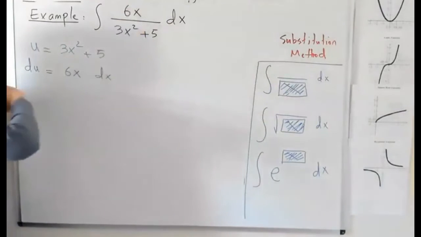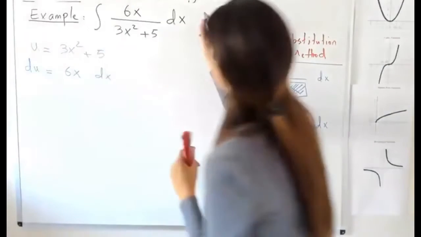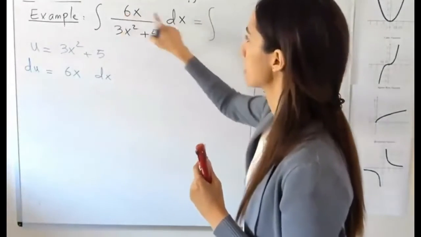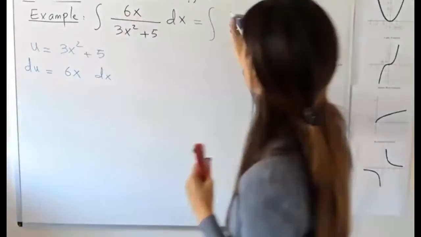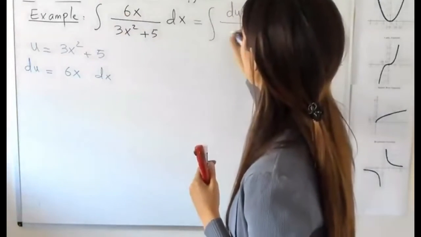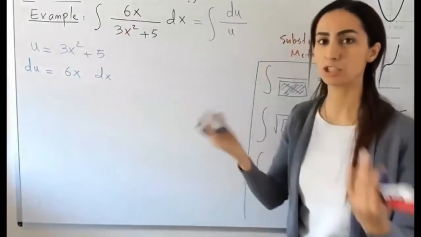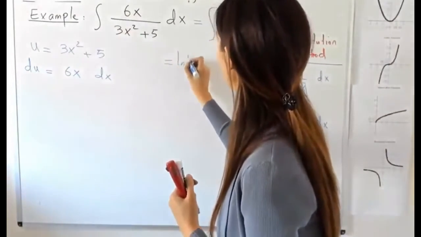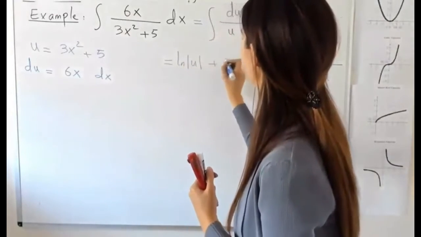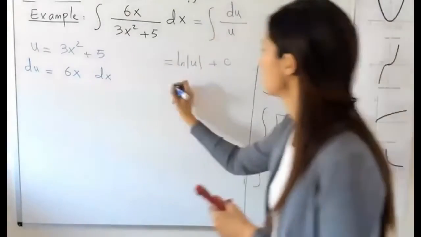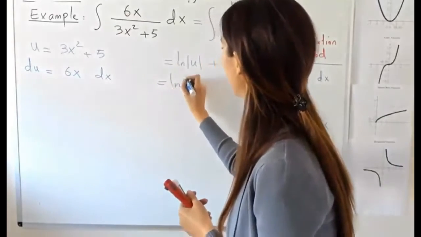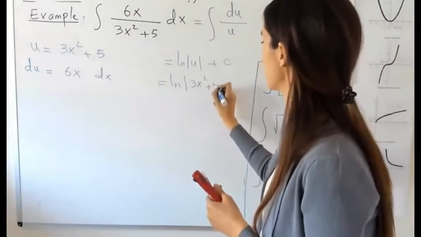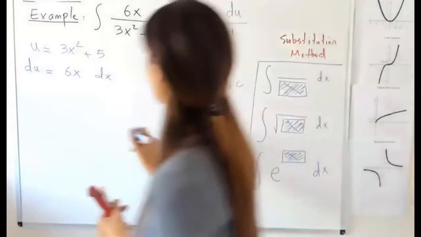Then we look at our integral. Our integral can be written in compact form: 6x dx is du, divided by u. The integral of du divided by u is equal to ln of absolute value of u plus constant of integration, which is nothing but ln of absolute value of 3x squared plus 5, plus c.